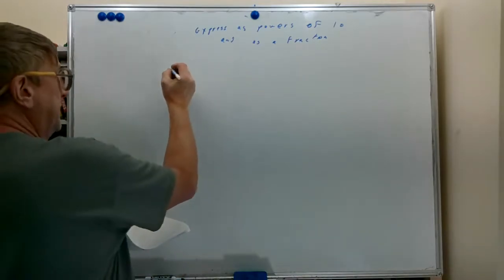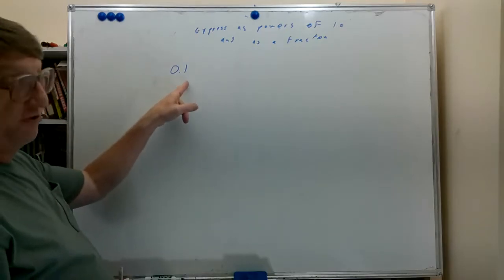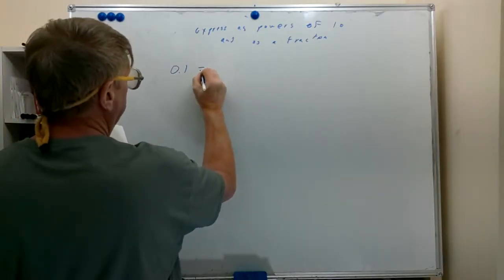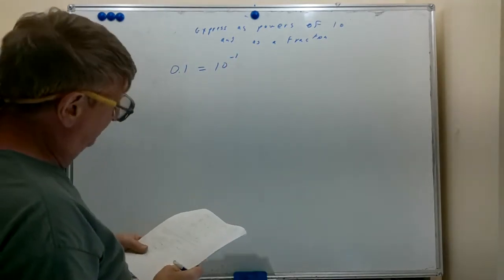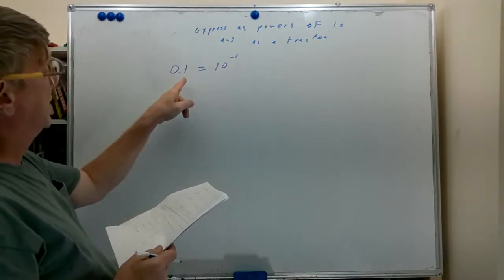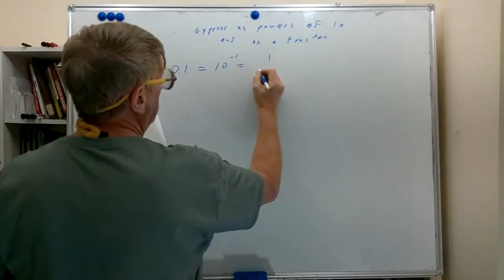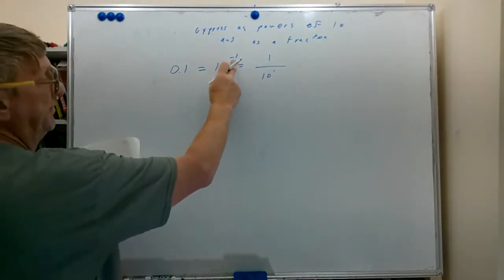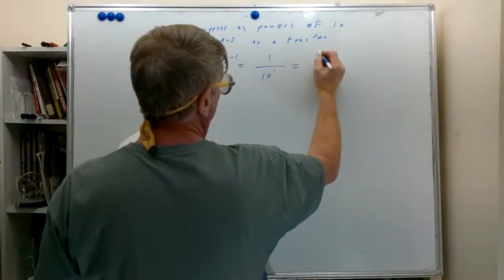So, first one we got, 0.1. And you probably by now realize that being that's the first decimal place, that's 1/10. But let's express it as a power of 10. We have one decimal place, so it's 10 to the minus 1. The negative 1 indicated one decimal place. Now we want to express this as a fraction. 1 over 10 to the first. Our exponent changed from a negative to a positive, changed sign, went from the numerator to the denominator, which is just simply 1/10.